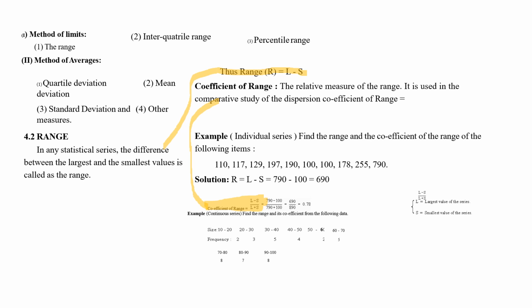Okay, it's a very simple sum. We take the largest value of the series and the smallest value of the series and do these calculations. That is the coefficient of range and range calculations.